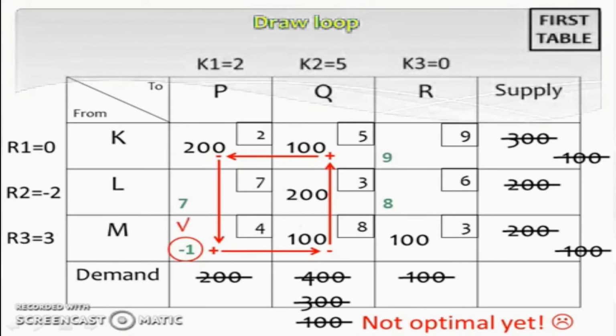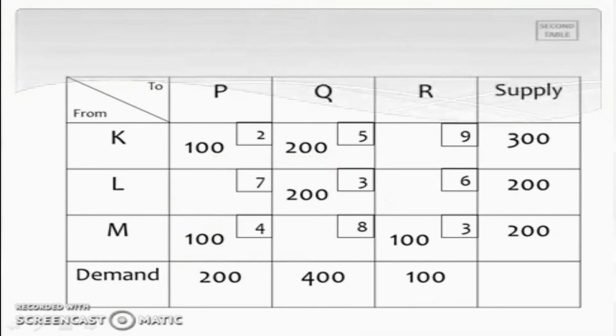So in this square, we have 0 plus 100. Therefore, we will assign 100 to this square. Next, we have 100 minus 100, so 100 vanishes from that square. Next, we have 100 plus 100, so we will have 200 on this square. And in this square, we have 200 minus 100, so we only have 100 on this square. So now our second table looks like this.